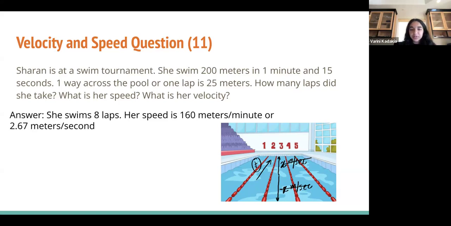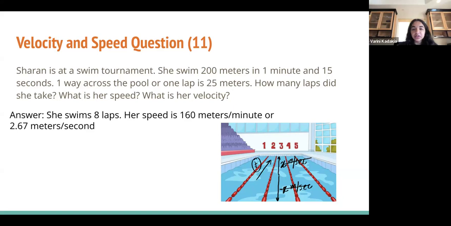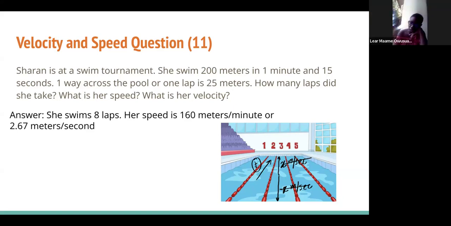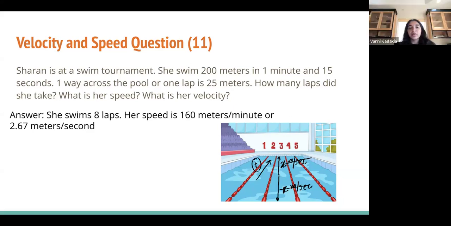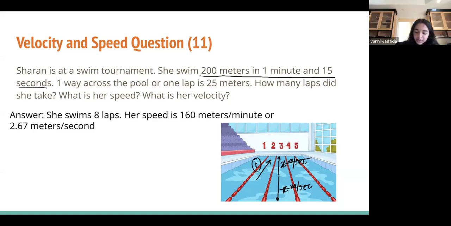Okay, so now that we've come to the conclusion that her velocity is 0, let's figure out her speed. So the speed at which she does the laps is... okay. So first let's find out how many laps she swims. So we know that she swims 200 meters in 1 minute and 15 seconds, right? So how many laps would she swim, if we know that one lap in the pool is 25 meters?